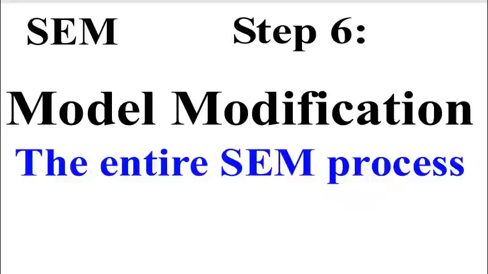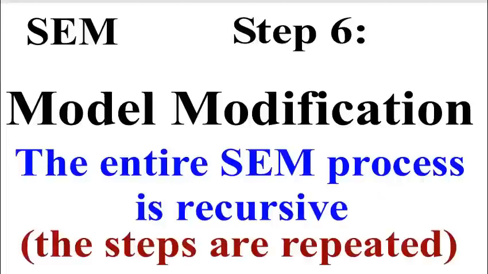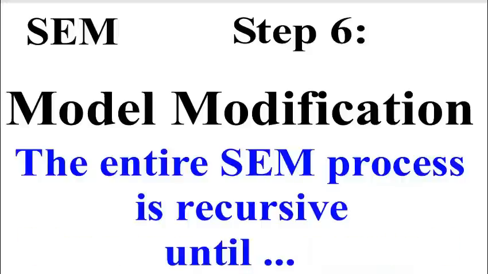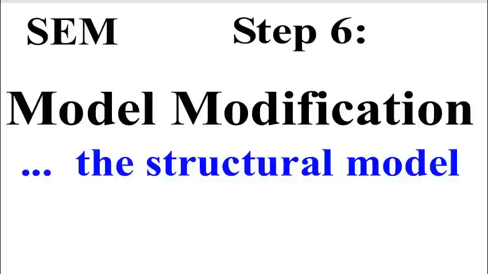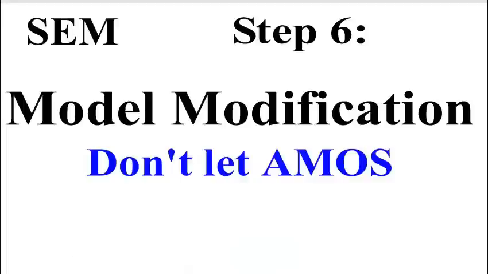Okay, so just remember that SEM in nature is a very recursive process. That means you're going to repeat a lot of steps. Every time you make a change, you're going to repeat a step. So you keep doing that until you can get a structural model that is what we call nominally close to the perfect model or the saturated model. And that would show up in your chi-square or your CMIN. You would have an insignificant chi-square. And that means that there is no significant difference between your working model and the perfect model. And we're excited about that.